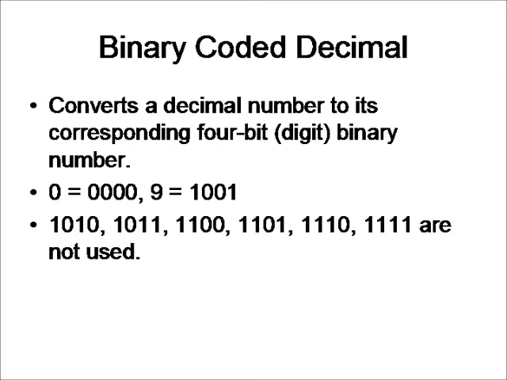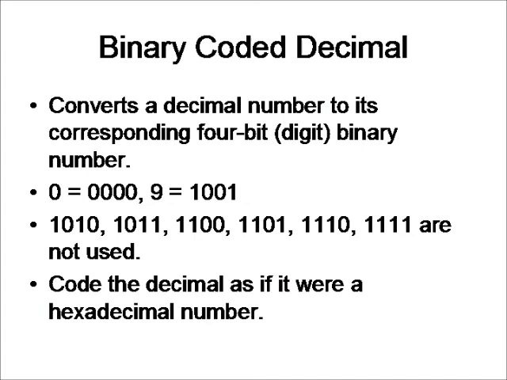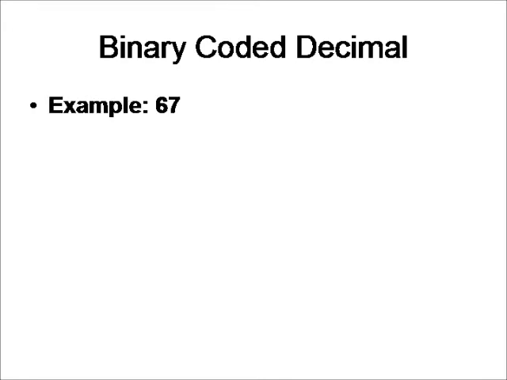Now, obviously, the numbers 10 through 15 in binary are not used. Just like converting binary to hexadecimal, we code each decimal digit as if it were a hexadecimal number. Let's take a look at an example here, 67. First, we'll take the first digit here, 6, and we will code it 0110. Next, we are going to take the other digit, 7, and we're going to code it 0111.